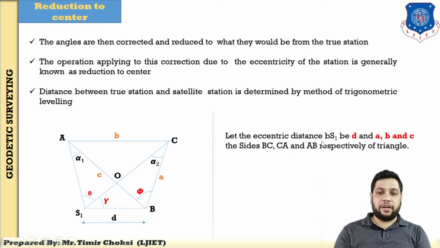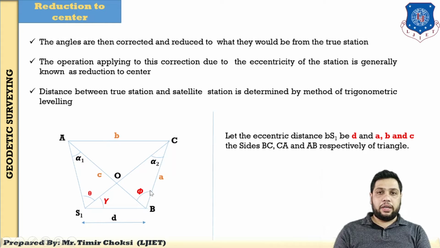Let the eccentric distance BS1 be D. It is called the eccentric distance or satellite distance. Small a, small b, small c are the sides BC, CA and AB respectively of the triangle. Alpha 1 is the angle between S1 and AB, alpha 2 is the angle between BC and S1. Here theta is the angle between A S1 and C, and phi is the angle between A, B and C.